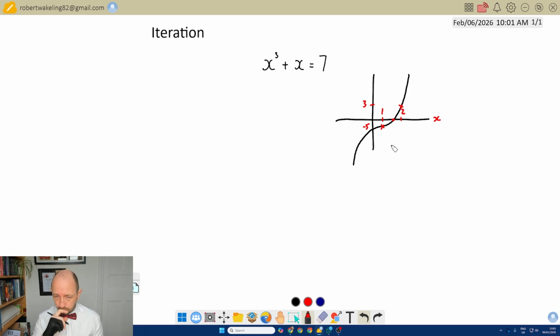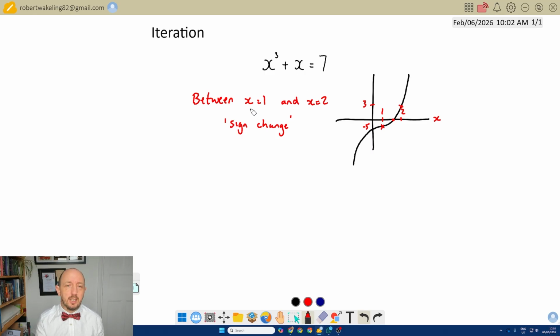Okay, so just in that process, we've seen that between x equals 1 and x equals 2, the y coordinate changed from negative to positive. So we have a sign change. Okay, so sometimes in this topic for part A, they often ask you to show that there's a solution or a root between x equals 1 and x equals 2.